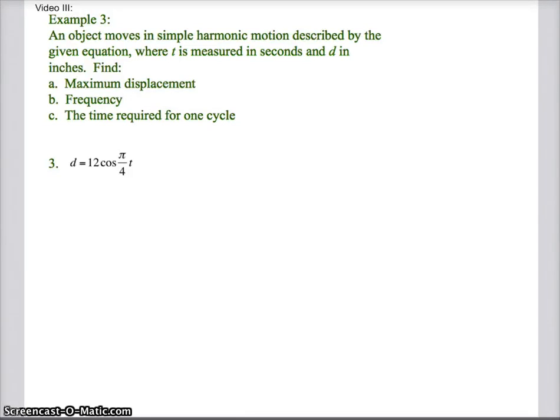We're still studying simple harmonic motion, chapter 4, goal 24, and this is video number 3. Let's take a look at example 3.